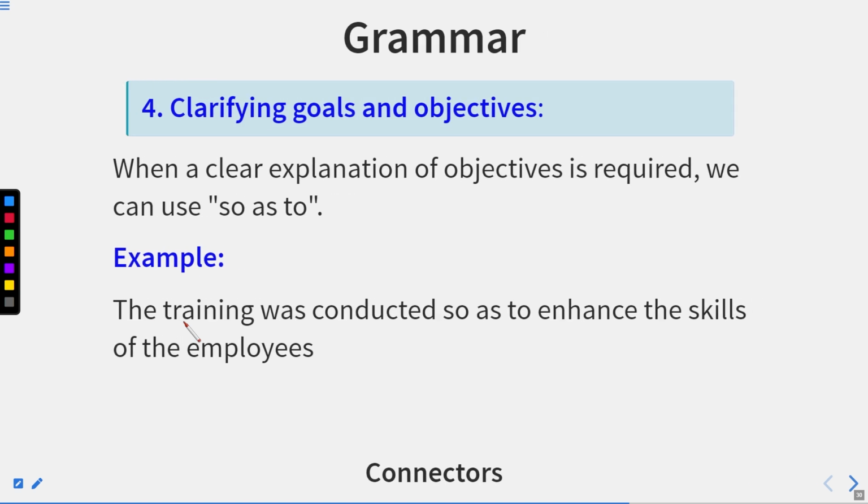Now, clarifying goals and objectives. When a clear explanation of objectives is required, we can use so as to. So, this is again something very important. For example, the training was conducted so as to enhance the skills of the employees. So, the training was conducted. This was done for what? So, this is the action. This is the main clause. Main clause always contains the action. And the purpose behind this is to enhance the skills of the employees.